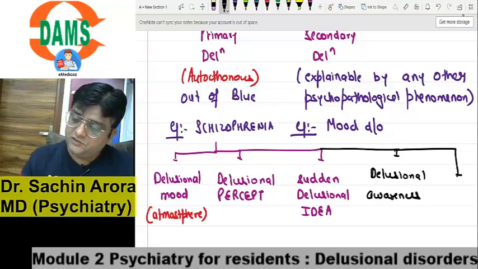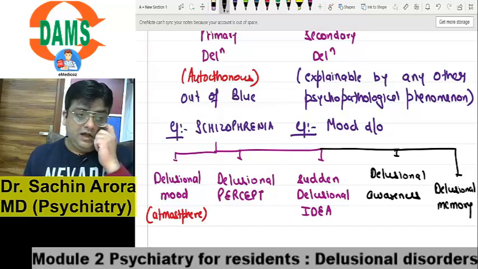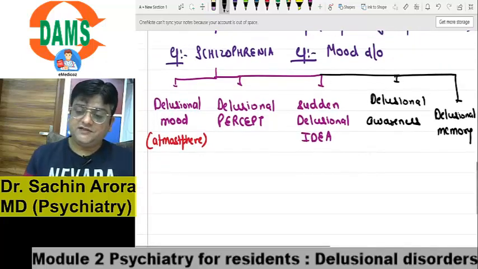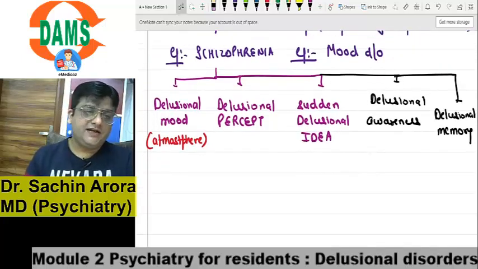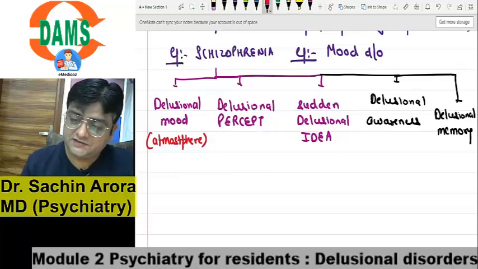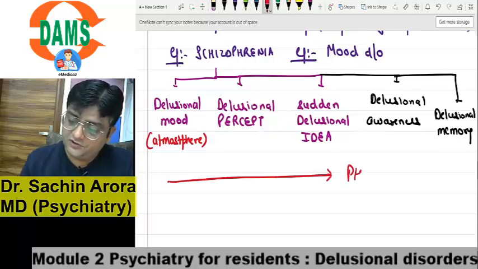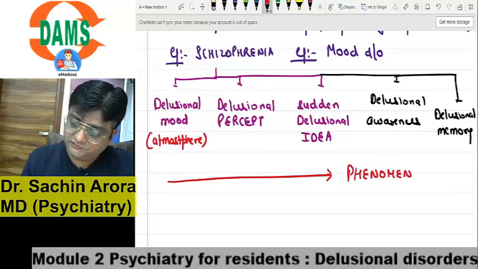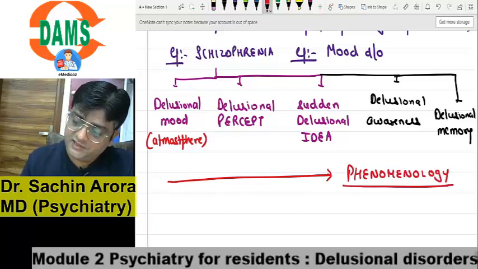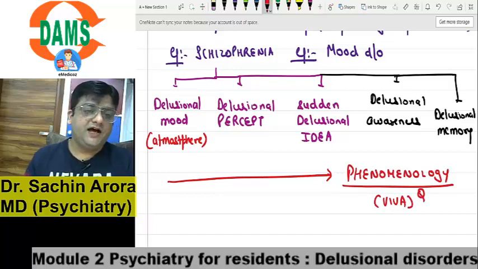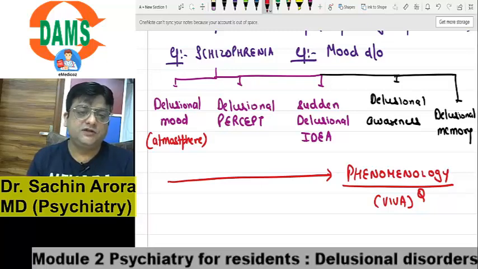Then some people talk about a delusional memory. Are we clear with these terminologies in phenomenology, or shall I discuss? This is completely phenomenology, but this is the most expected viva question when you will have a case on delusion.